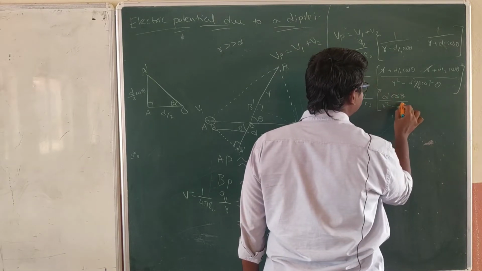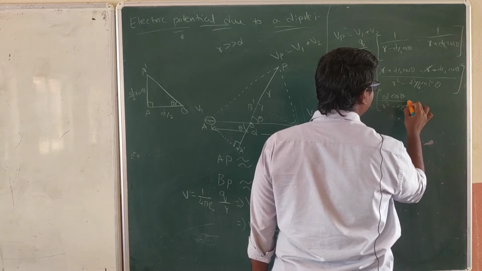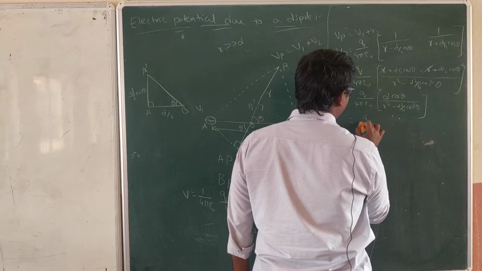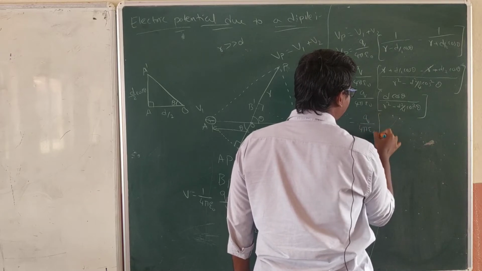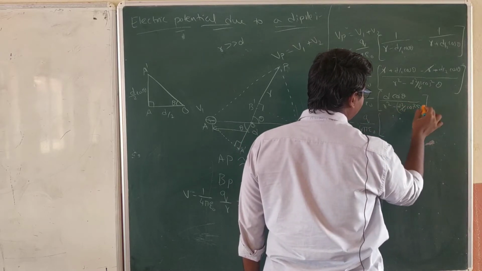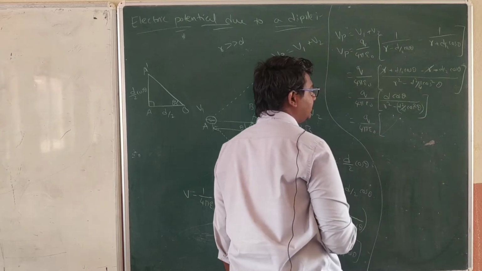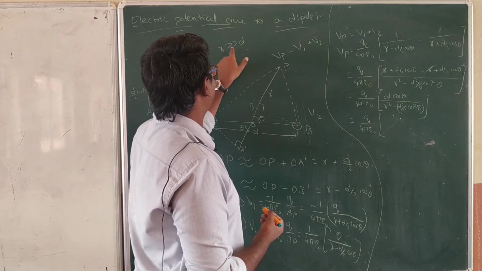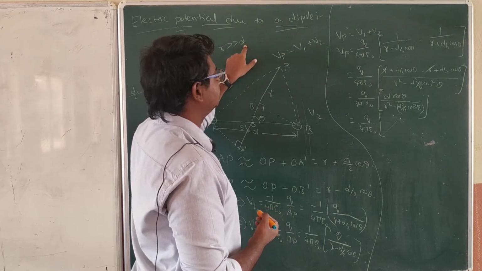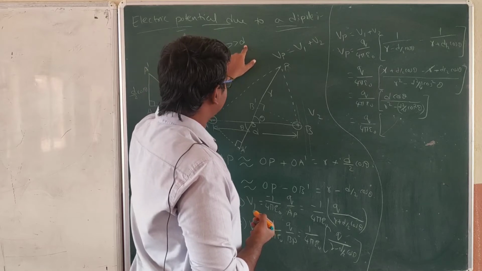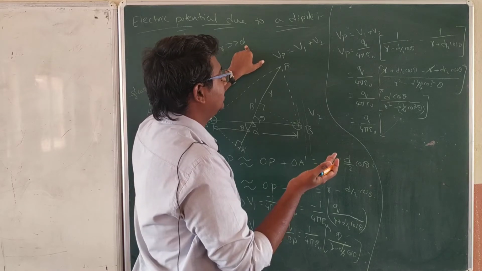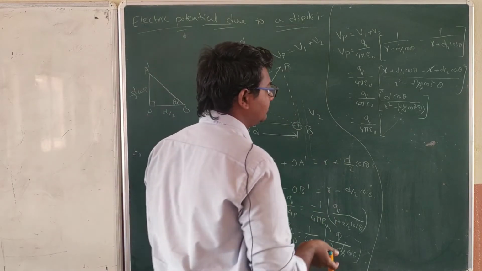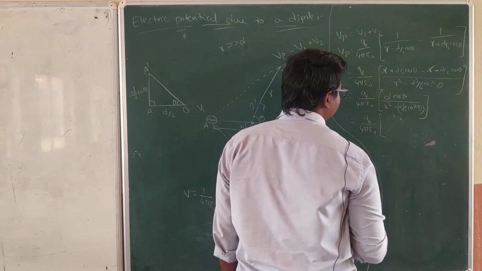That is equal to Q by 4 pi epsilon naught, R and R get cancelled, D cos theta divided by R square minus D square by 4 cos square theta. Here we have to neglect this second value in the denominator because R is comparatively very high compared to D, right? If the D value is very small, and you square it, it becomes still more negligible. Then we don't need to consider that negligible value.